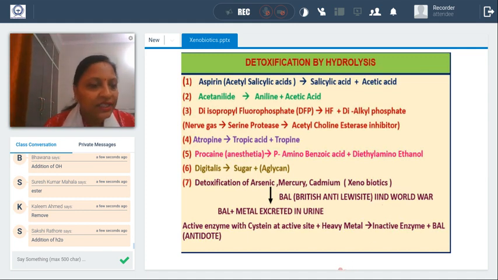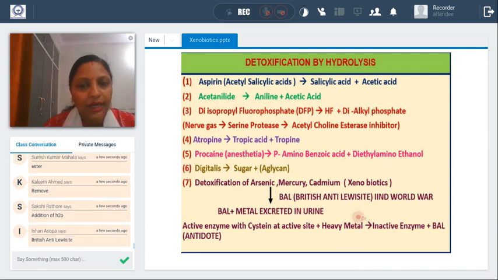So BAL stands for, please write in the box, BAL, B-A-L. What does it mean? Am I audible to all of you? Okay, British anti-lewisite.